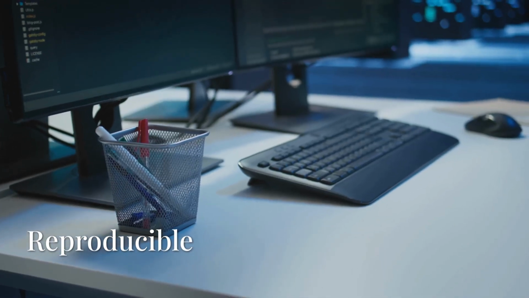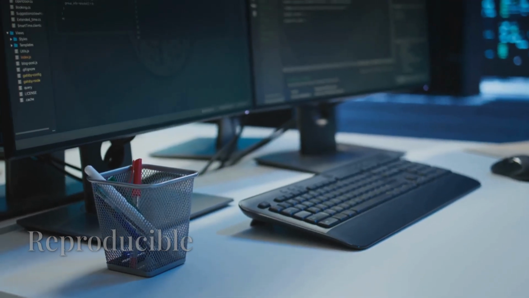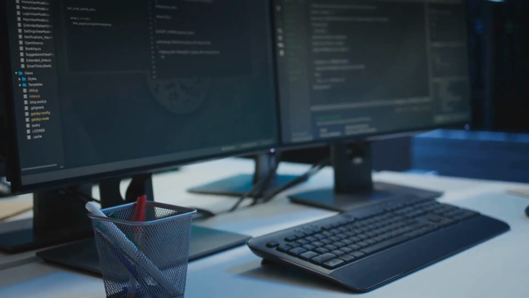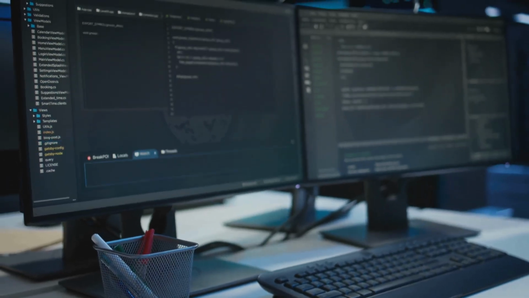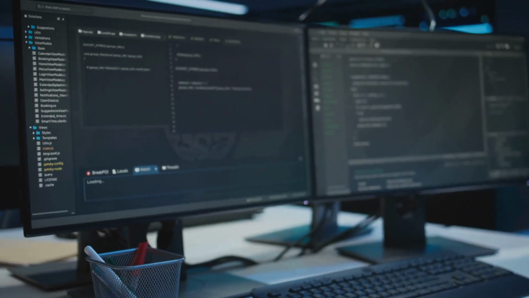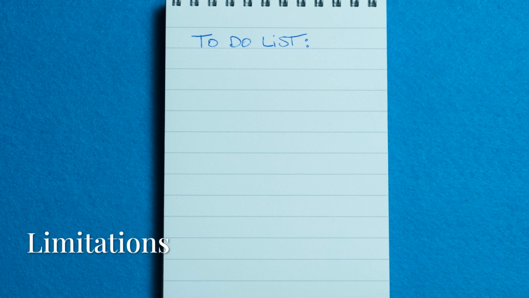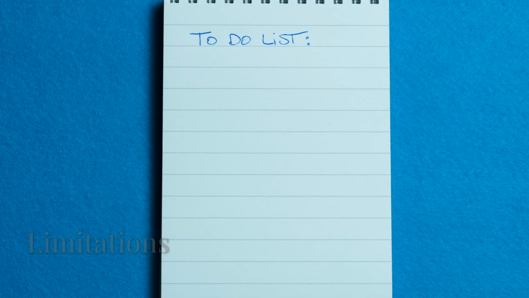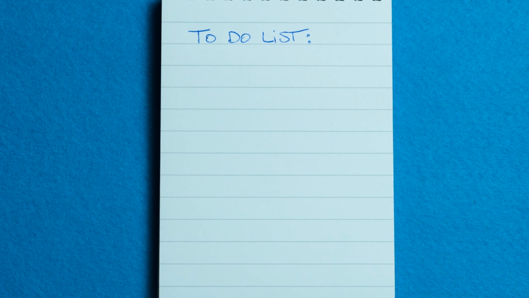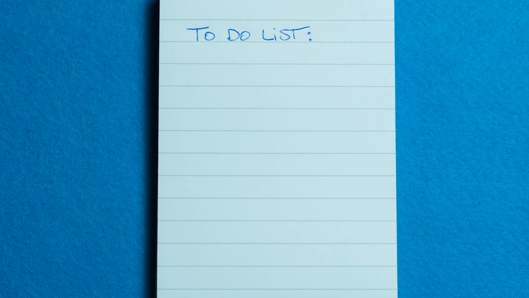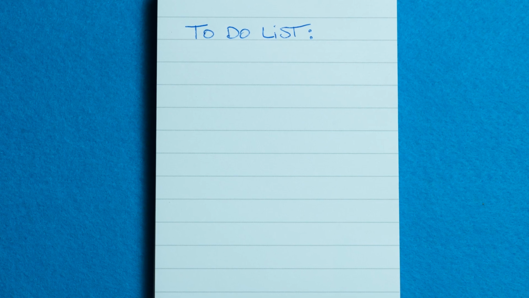Fifth, make your notebooks reproducible. Include all the steps needed to run your code, from installing libraries to loading data. If someone else can't run your notebook, they can't check your work. And finally, be honest about limitations. No model is perfect. If you notice something your model struggles with, write it down. This shows you're thinking critically about your work.